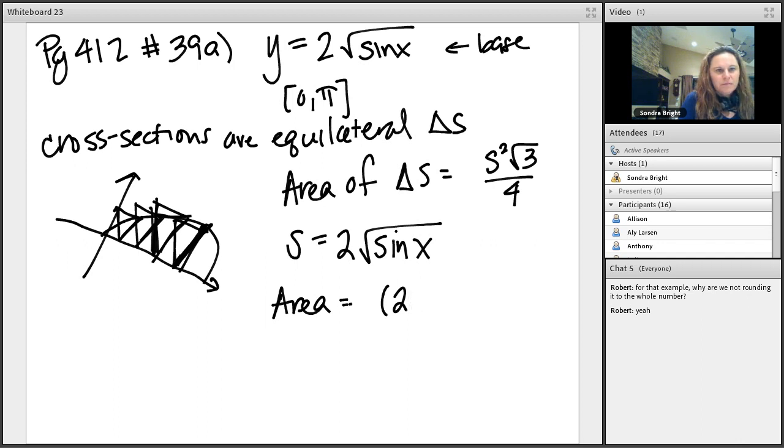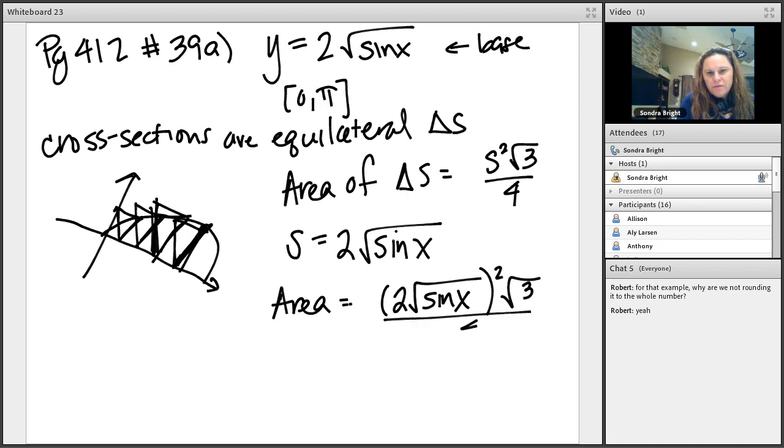So the area will just be 2 times the square root of sine of x, quantity squared, times rad 3 over 4. And so you end up with your area being rad 3 sine of x, because the 2 squared becomes 4, and then the 4's cancel.